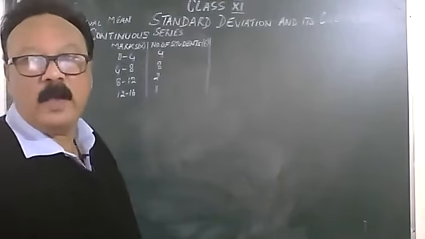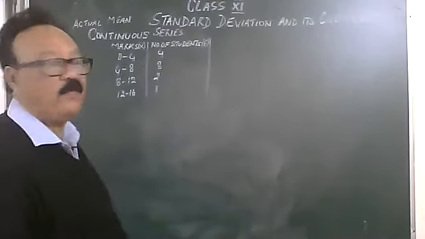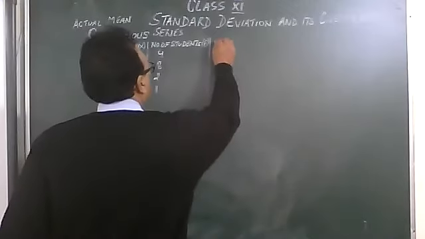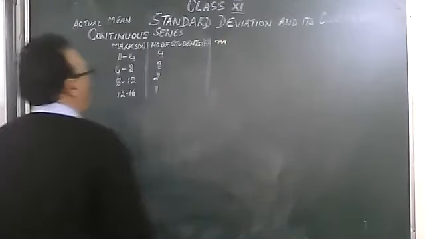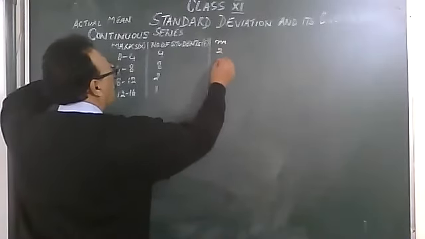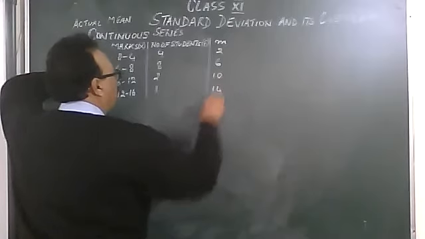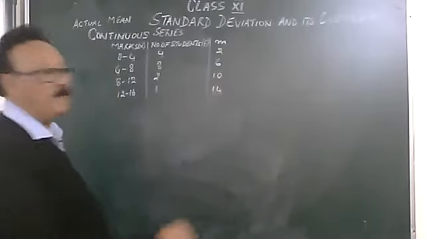Now when we are in the continuous series, the first thing that we do is find the midpoints, m. The midpoint of 0 and 4 will be 2, then 6, 10, 14. These are the midpoints.